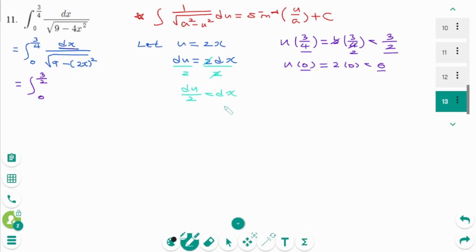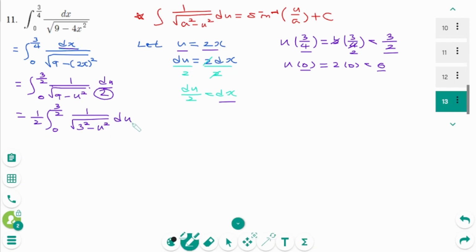Then dx is du over 2. Then 1 over square root of 9 minus 2x squared becomes u squared. So we can rewrite as 1 over 2, the integral from 0 to 3 over 2 of 1 over square root of 3 squared minus u squared du. From here, a squared is 3 squared. That means a equals 3.